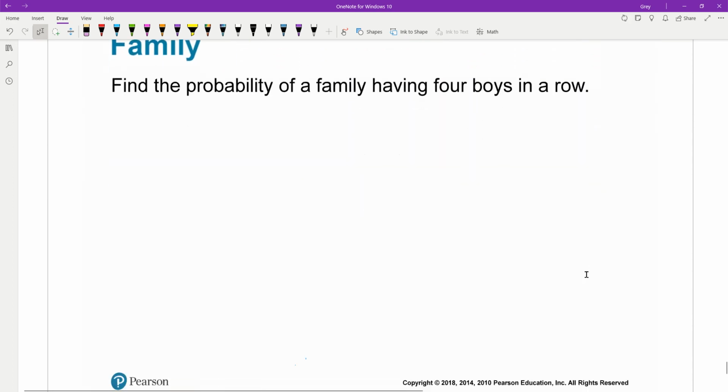So in this particular case, last example, find the probability of a family having 4 boys in a row. Well, that's the probability of a boy and a boy and a boy and a boy. So that's the probability of a boy times the probability of a boy times the probability of a boy times the probability of a boy. Those are independent events. If you have a boy, then it has no effect on whether or not the next one's going to be a boy. So that is just 1/2 times 1/2 times 1/2 times 1/2, which is 1/16.